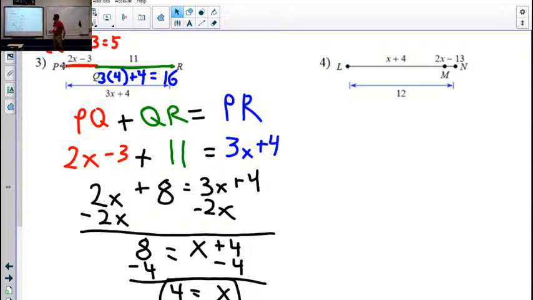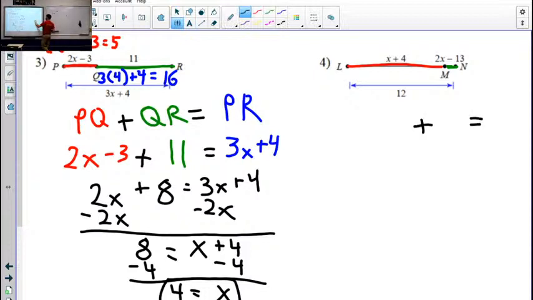Next. Let's break out our pieces and color code them. I have L to M being the x plus 4. That's the first piece. The next piece is this little slice here, the 2x minus 13. So those are the pieces I want to add together. And when I add them together, then I should get the length of the whole thing, which is the entire distance from L to N.